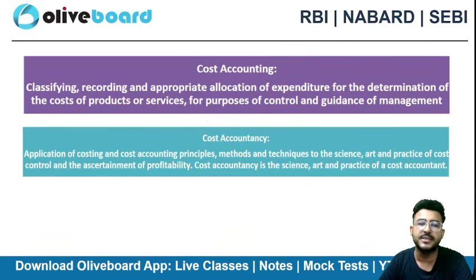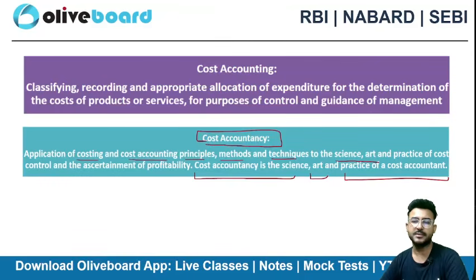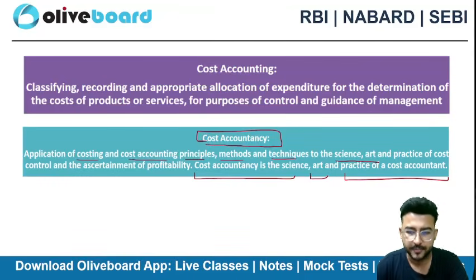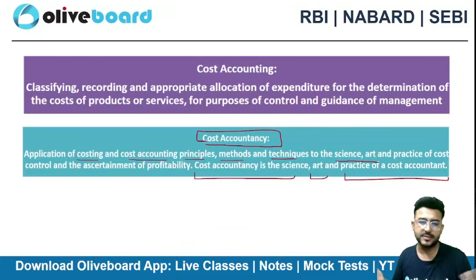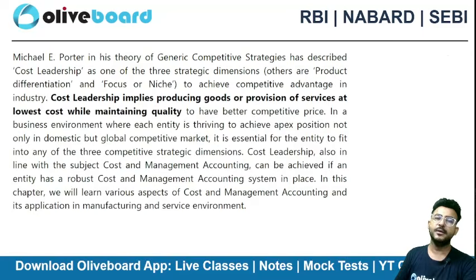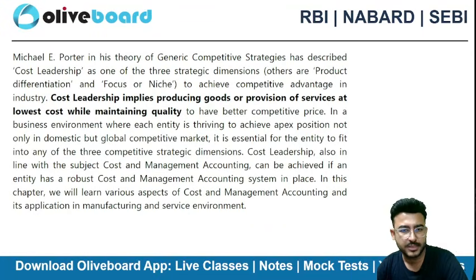Whereas cost accountancy is a wider term. It is a subject itself. It refers to the application of costing and cost accounting principles, methods, and techniques. It is an art, it is a science, and it is a practice of cost accountants. So cost accountancy is what cost accountants do. So please do remember these terms, guys, they are important. These are some of the confusing terminologies which look relatable, but they are different.